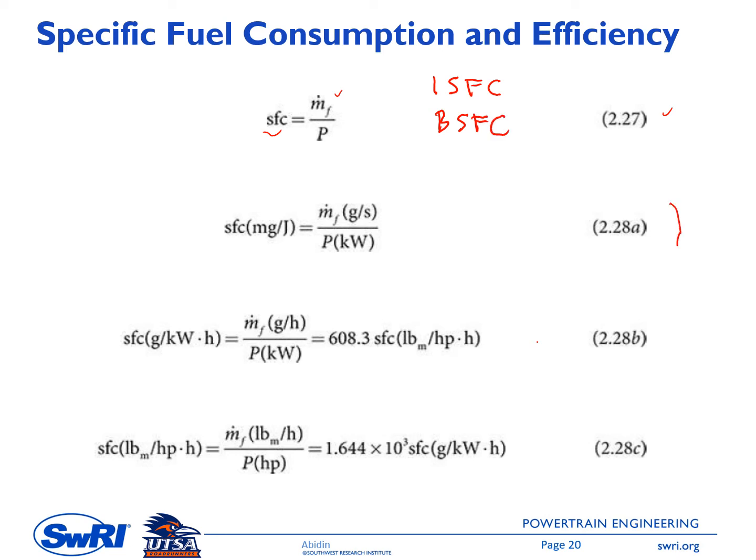The next equation here helps us get SFC in different units. This one is in milligram per joule. This one is in gram per kilowatt hour. Okay, this is the most popular unit. If you want the unit in British units, then you can use equation 2.28c. You don't need to remember this equation. In the exam, I will list all equations needed to solve the problem.